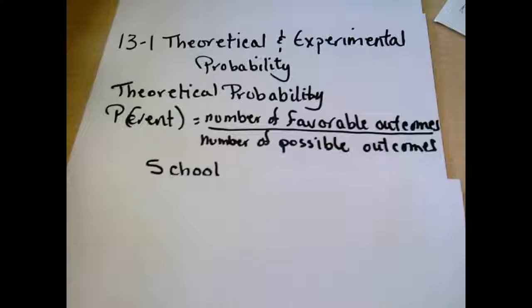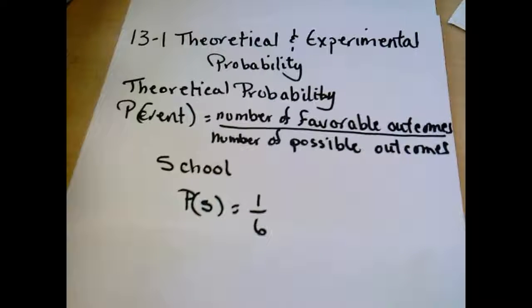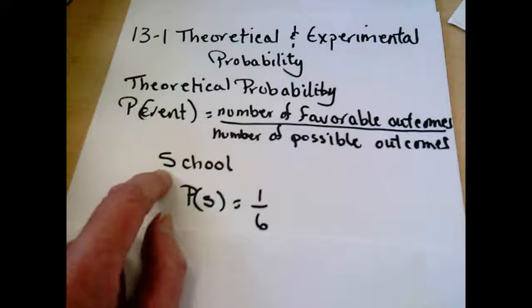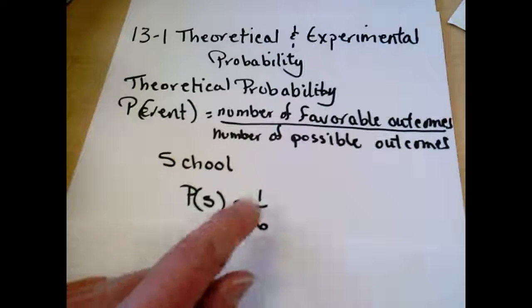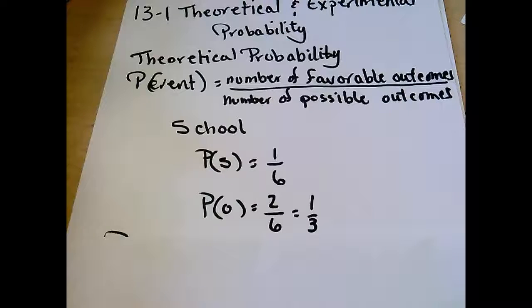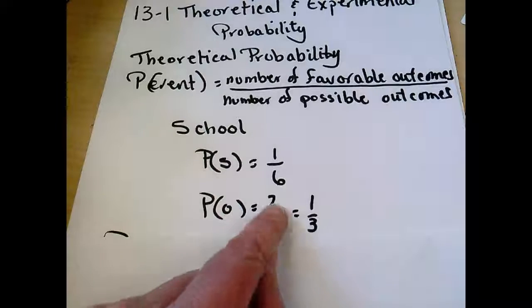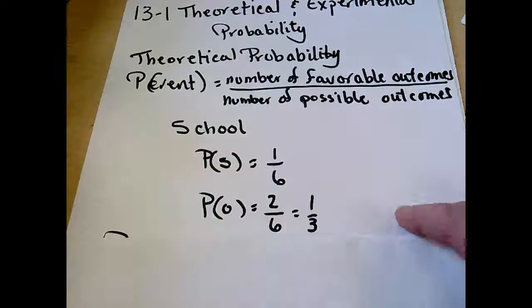An example of that, if we have the word school, the probability of having an S is 1, because there's one S, and there's 1, 2, 3, 4, 5, 6 letters, so it's 1 out of 6. The probability of an O, there are 2 O's in that 6-letter word, so it's 2 out of 6, which, always simplify your fractions, so it's 1 out of 3.